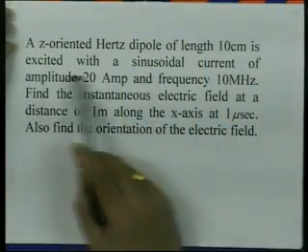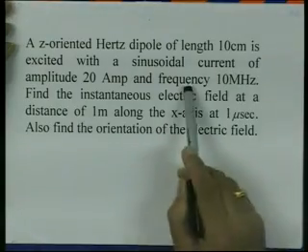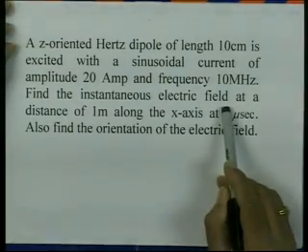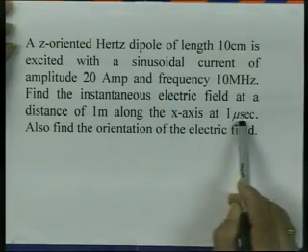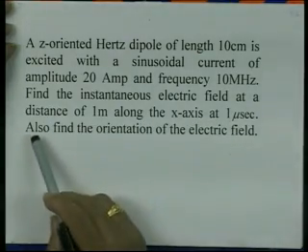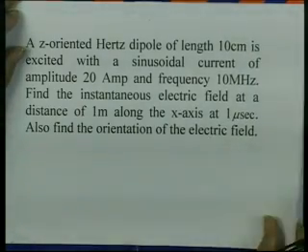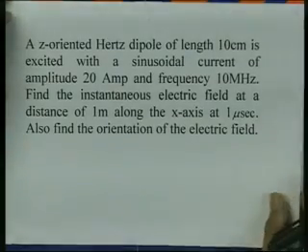There is a Z oriented Hertz dipole of length 10 centimeter excited with a sinusoidal current of amplitude 20 amperes and frequency 10 megahertz. Find the instantaneous electric field at a distance of 1 meter along the x axis at 1 microsecond. Also find the orientation of the electric field. So this is a simple problem based on the theory which we have developed for the Hertz dipole.